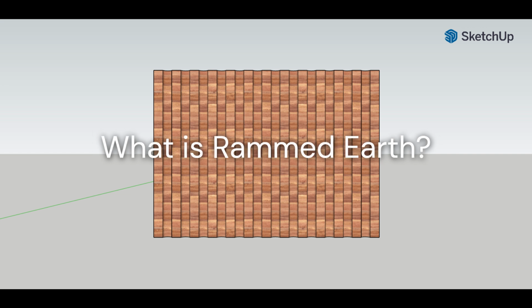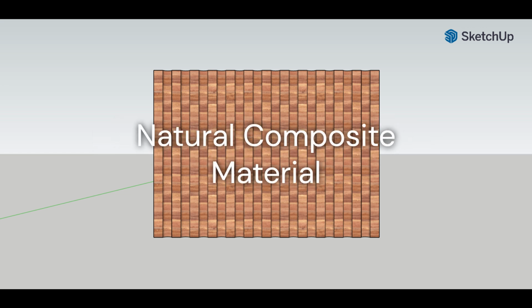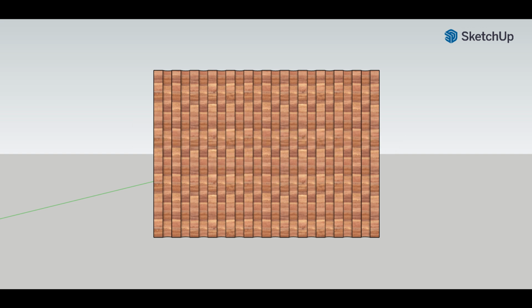What exactly is rammed earth? At its core, it's a natural composite material. The specific mix can vary depending on the local soil, but it typically includes earth/clay, which acts as a binder, holding the other materials together. Sand provides strength and stability. Gravel adds bulk and improves drainage. These materials are compacted in layers, creating a dense, strong wall.